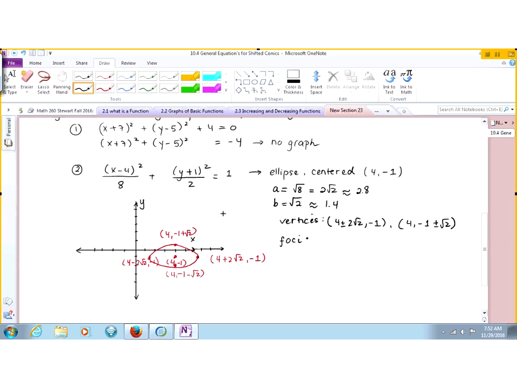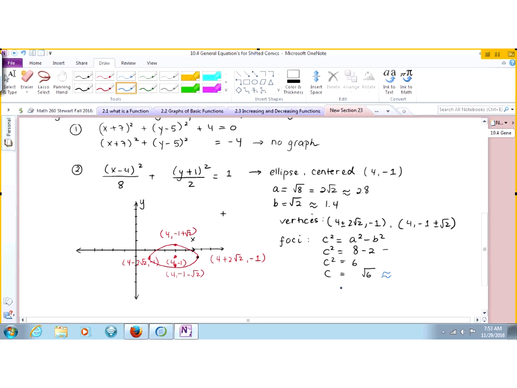What about the foci? For an ellipse, what are the foci? c squared is equal to, which one's bigger now? a squared minus b squared. So c squared is equal to 8 minus 2, which is equal to 6. So c is square root of 6. Usually we don't put plus or minus, just square root of 6, right? So where are your foci now? If I have to graph my foci, where will they be? Yes, so it's going to be somewhere here.